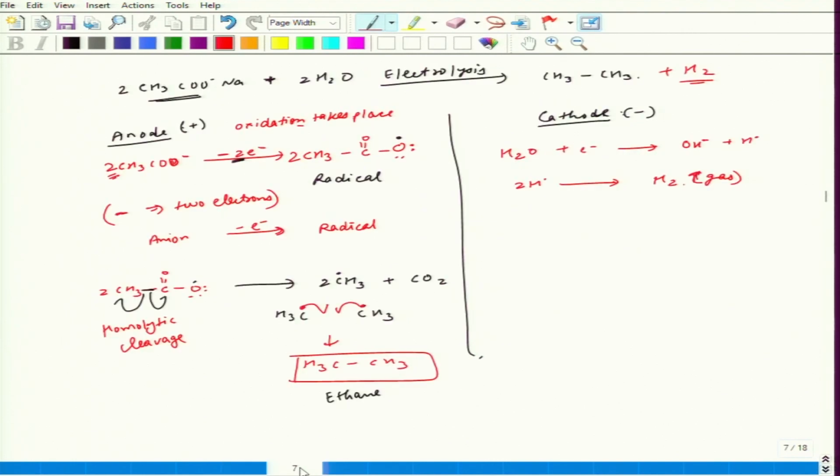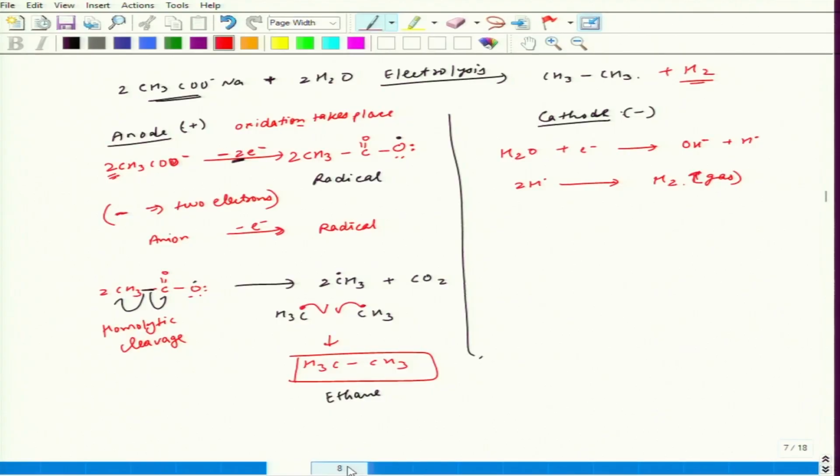On the anode, we have the oxidation of the anionic part of the carboxylic acid. So we form the coupling, and the coupling of the two moieties gives an alkane.